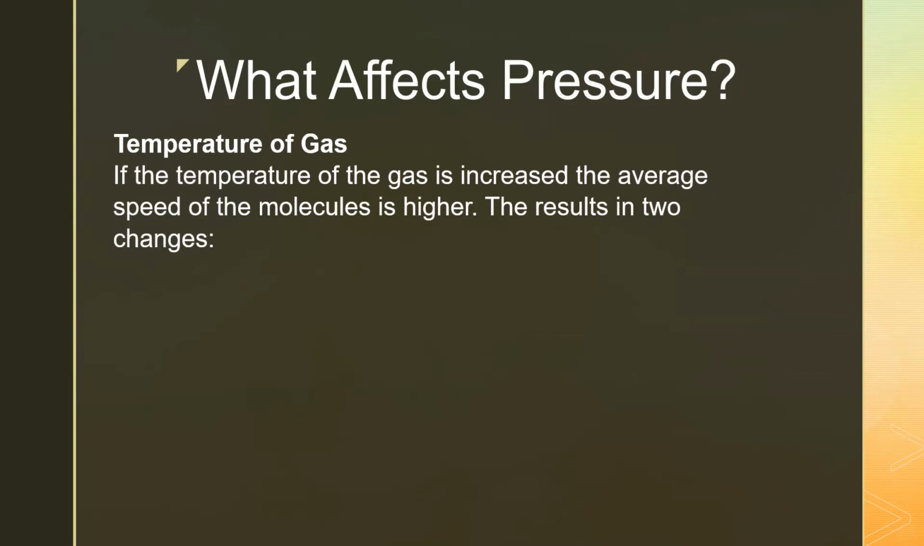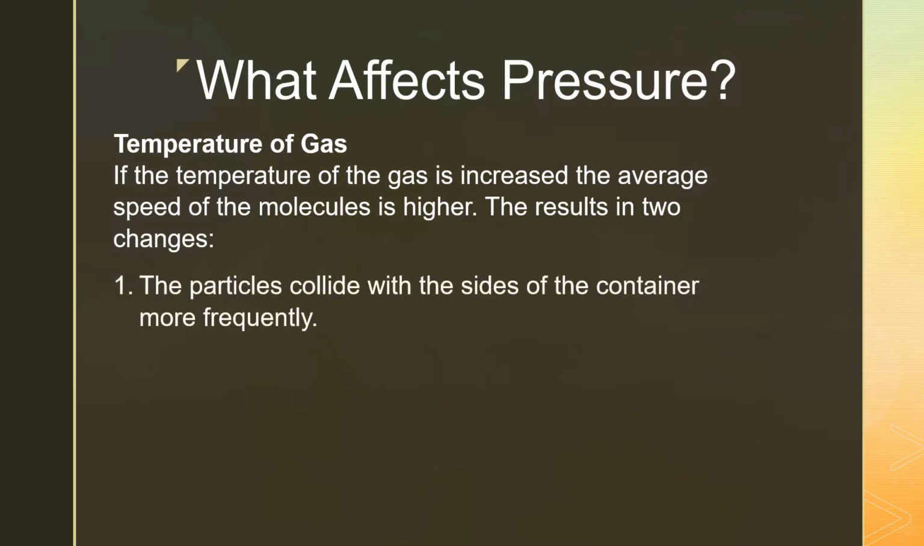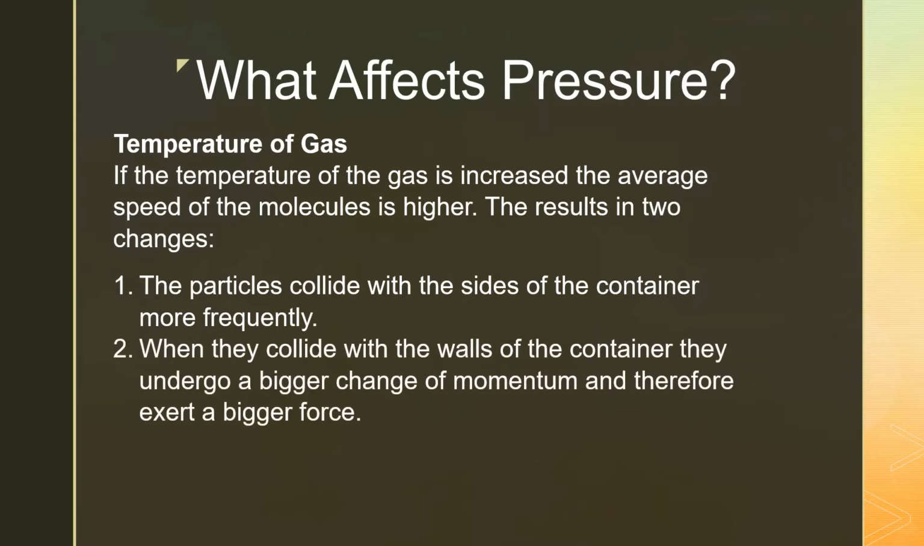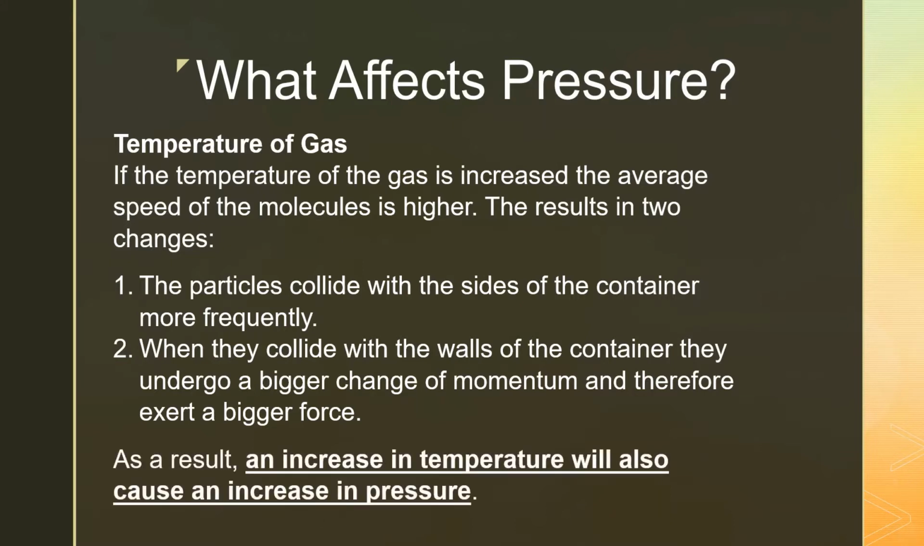It's the temperature. If the temperature of the gas is increased, the average speed of the molecules is going to be higher. And this is going to result in two things happening. First of all, the particles are going to collide with the sides of the container more frequently, and hence the pressure is going to increase. Also, when they do collide with the side of the container, there's going to be a bigger change in momentum. They're going to be traveling faster in the first place, and so when they bounce off, that change in momentum is going to be bigger, and hence the force is going to be bigger. So again, if we increase the temperature, we're going to increase the pressure.